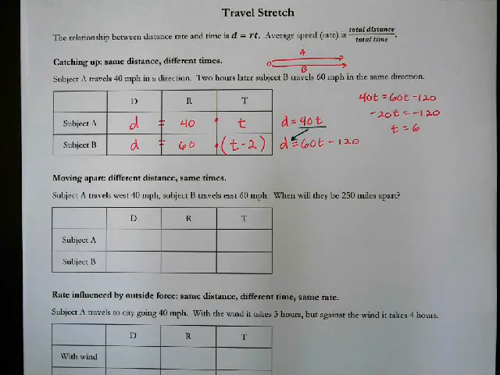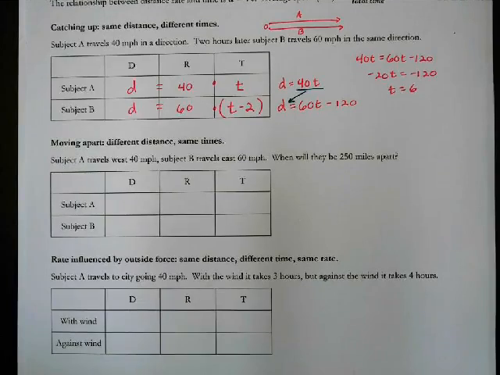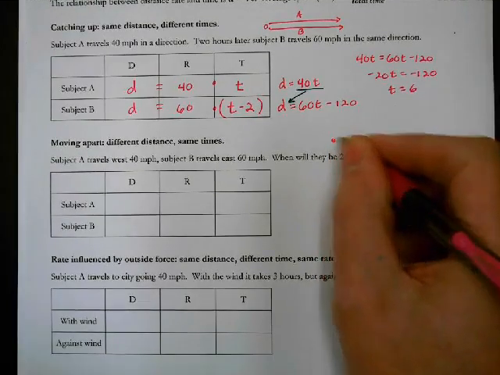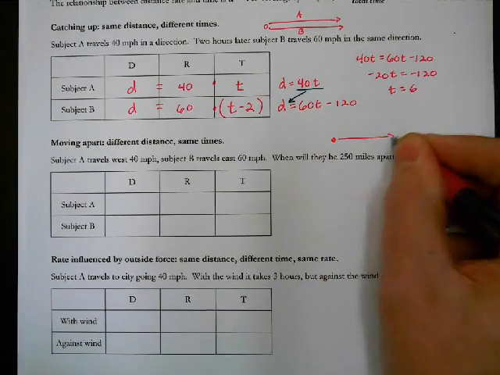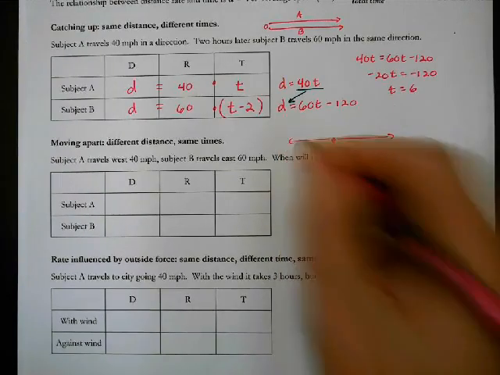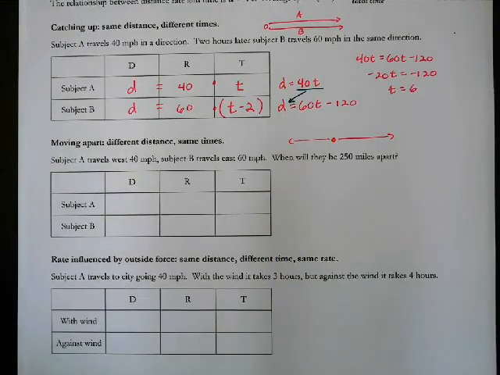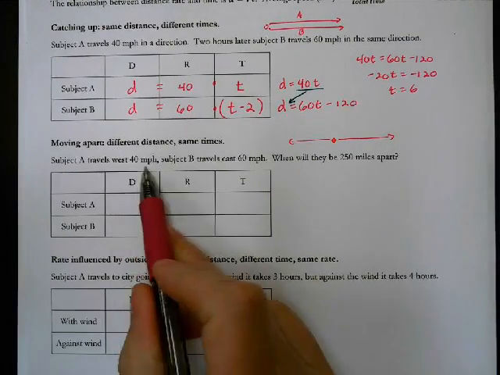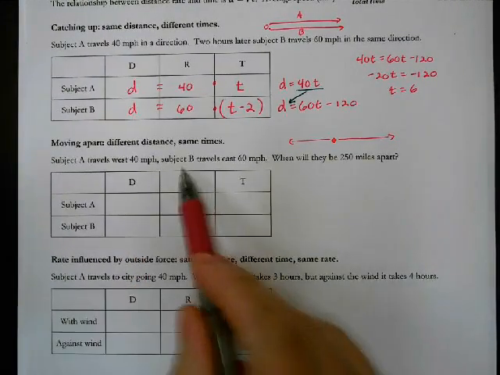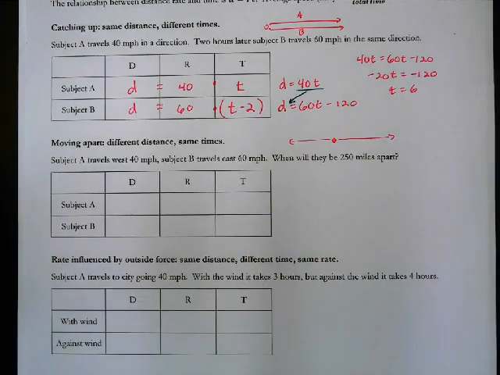All right, next one. Moving apart. So in this one, they're going to go in opposite directions, but they're going to leave at the same time. All right, so subject A travels west at 40 miles per hour. Subject B travels east at 60 miles an hour. When will they be 250 miles apart?